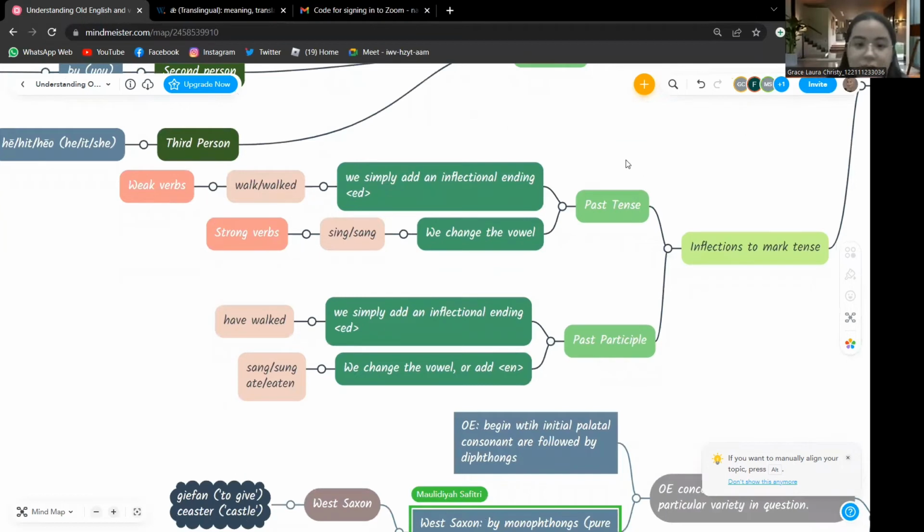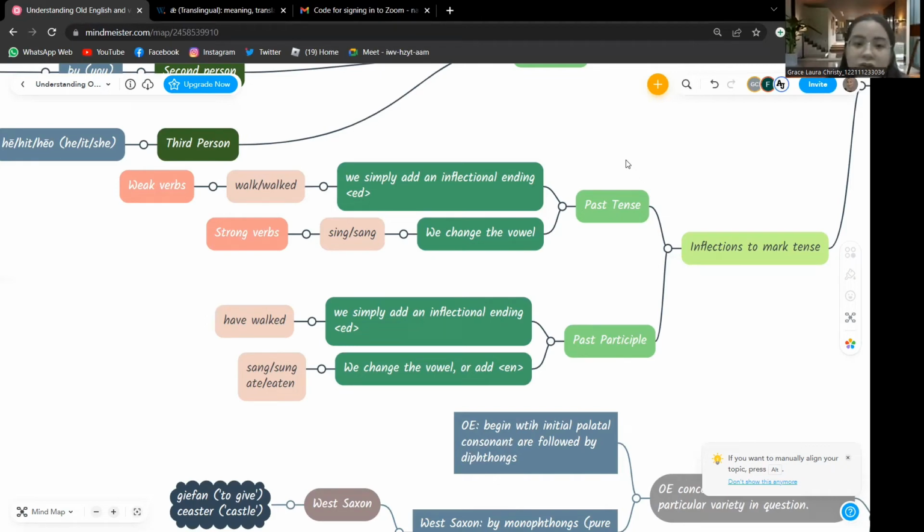Okay, thank you. To form the past tense form and past participle of most verbs in present-day English, we simply add an inflectional ending, as in walk and walked, like we add -ed at the end of the verb.